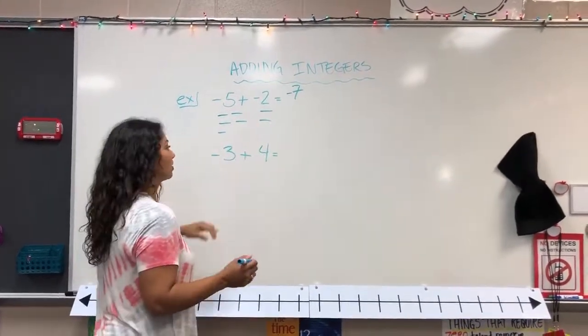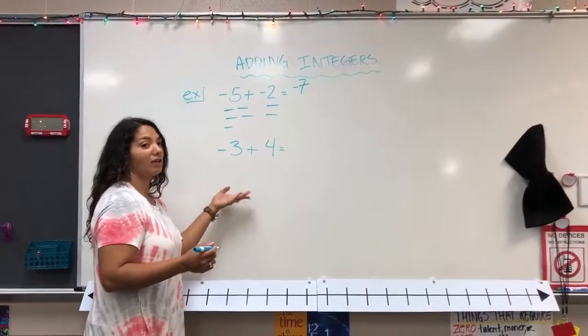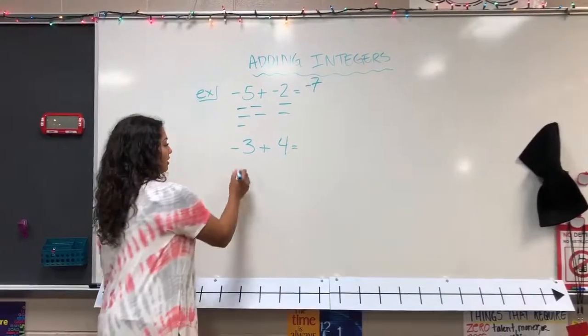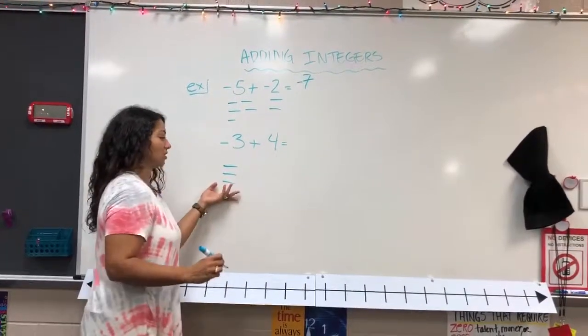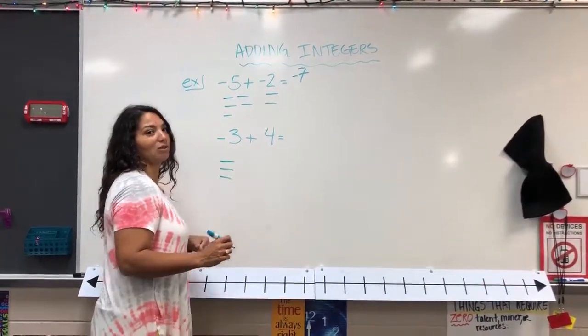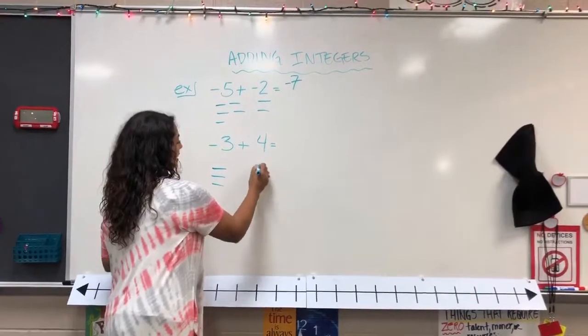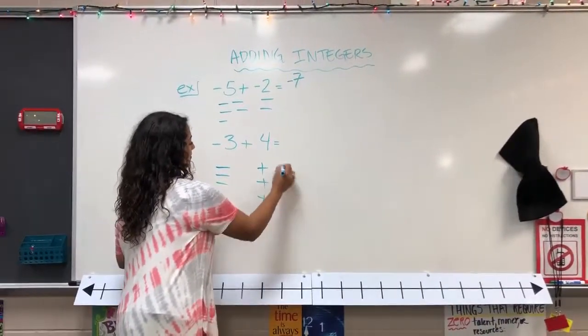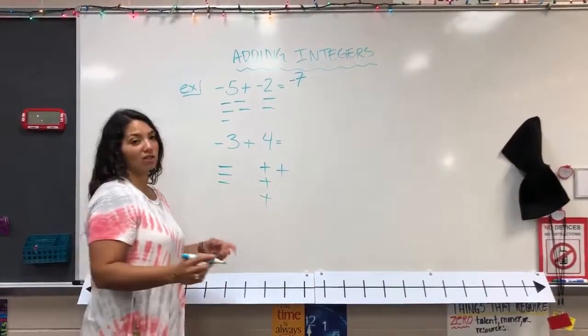So here, I can show you a different way. We have -3. I owe my friend $3. I can have 3 negative charges, kind of like a negative charge on a credit card. I charge it 3 times, 1, 2, 3. But then I made a positive payment. So I have 4 positive charges.